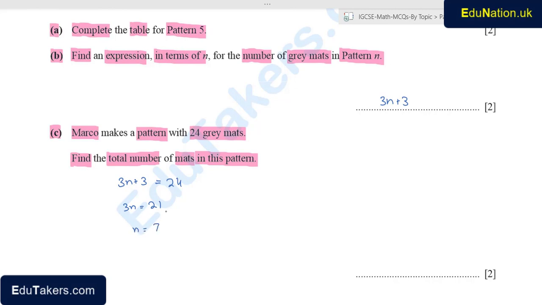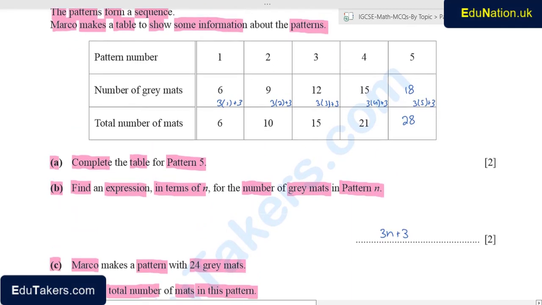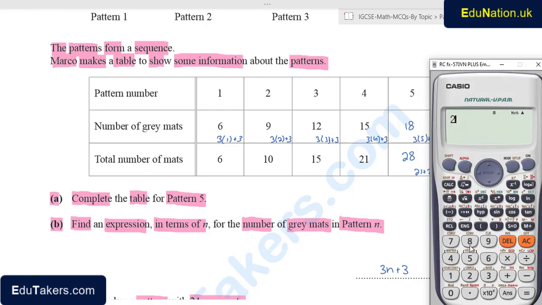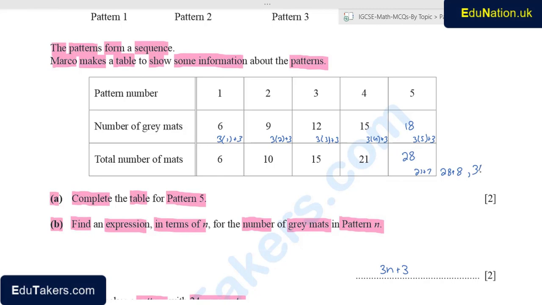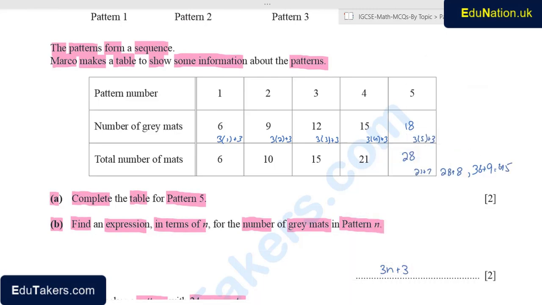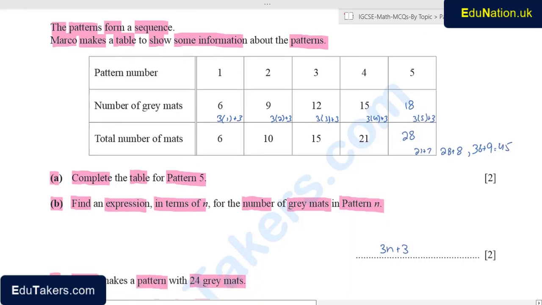This will be the 7th pattern, and this is 5, and this is 21 plus 7. Next will be 28 plus 8, which is 36. Next will be 36 plus 9. 36 plus 9 is 45. So total number of mats is 45.